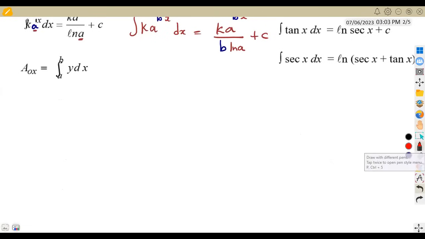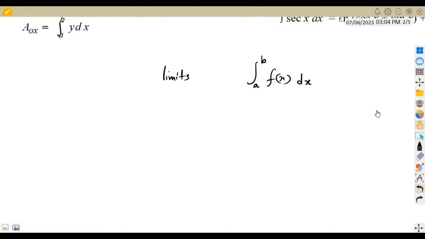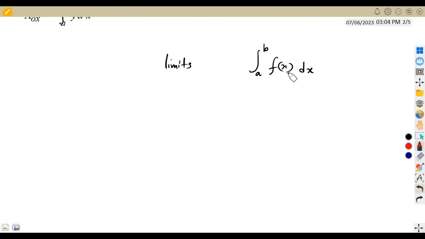Then the second part that you need to understand on your integration is the applications of our integrals, where we are given limits. Like for an example, we have got the integral of a certain function of x with respect to x, then we have got the limits a and b. Whenever there are limits like this, what you simply do is integrate this function as you usually do, then you place back your limits.